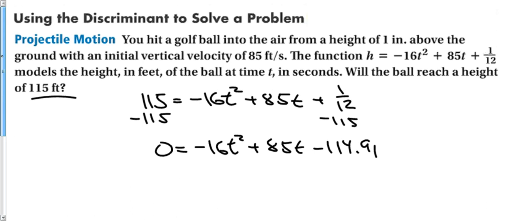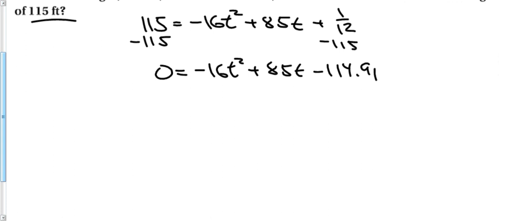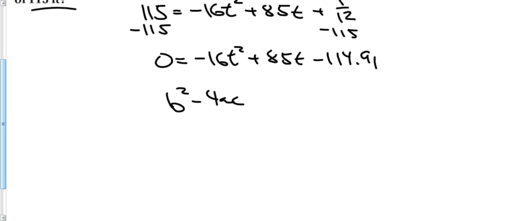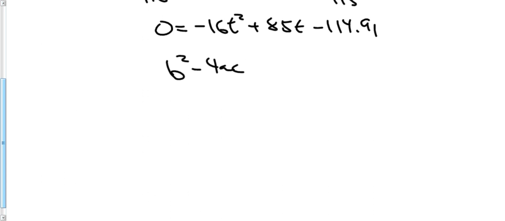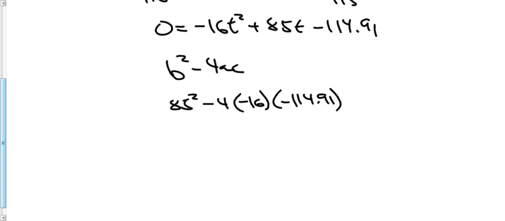We could also, if we wanted to solve this a different way, take a look at my original equation and try to find the vertex and see if the vertex was higher than 115 feet, but this is a little bit easier. Okay? So all we need to do now is do b squared minus 4ac and figure out how many solutions this equation has. So we do 85 squared minus 4 times negative 16 times negative 114.91.